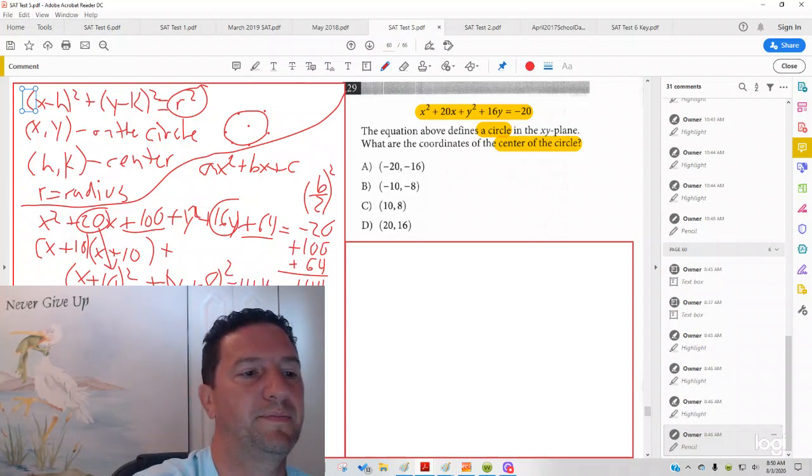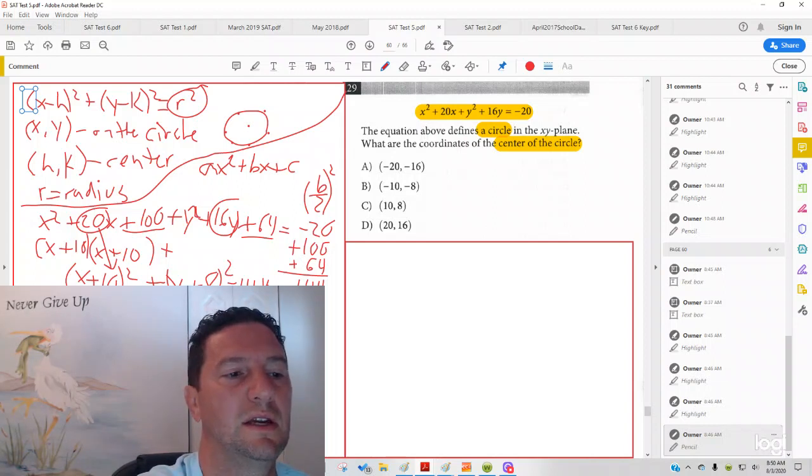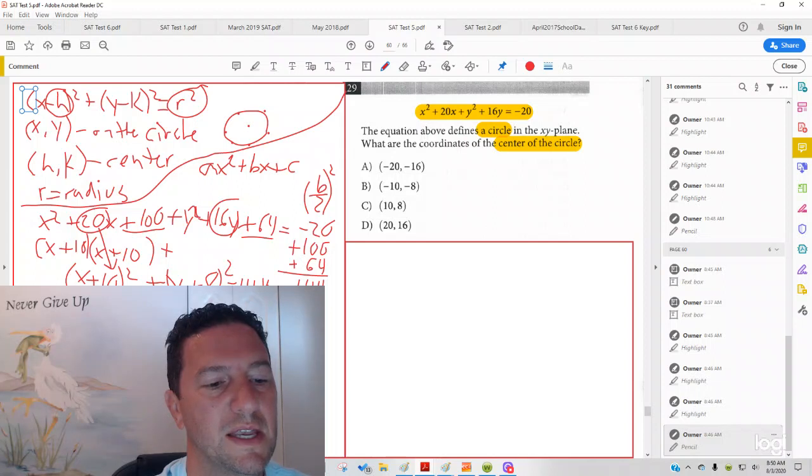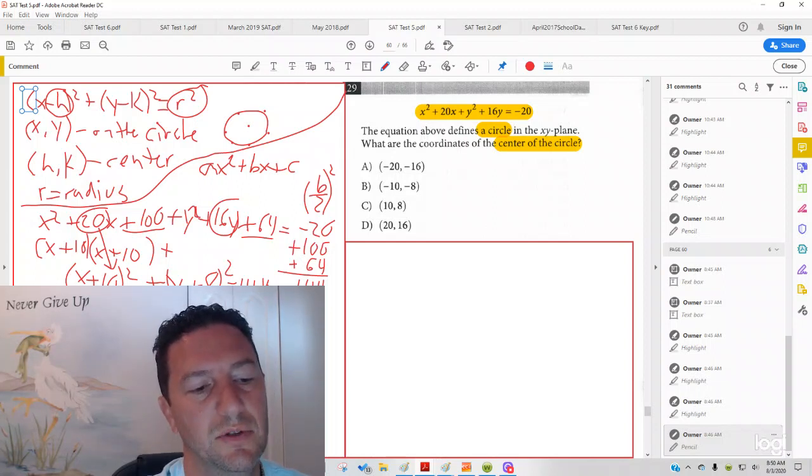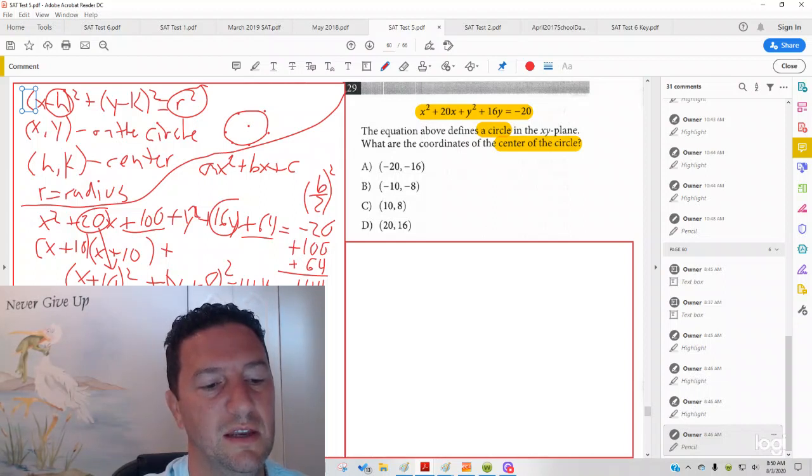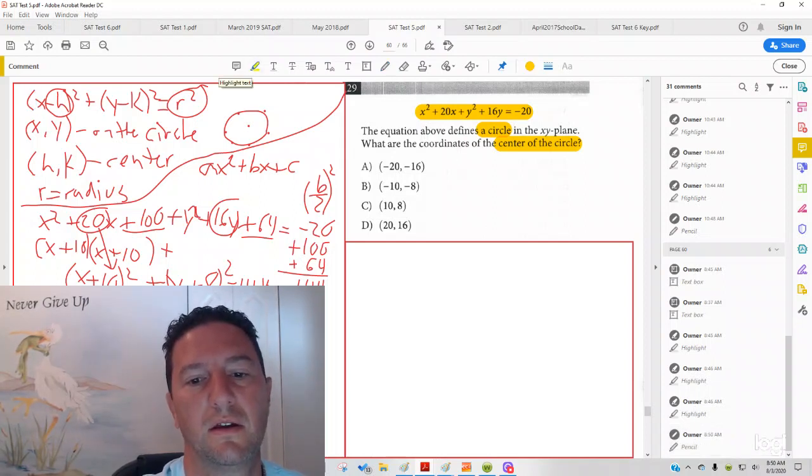Now remember, in the original model, it's x minus h quantity squared. So in other words, negative h equals 10. So h equals negative 10. So the coordinate of my center, remember, it's opposite what's with the x and opposite what's with the y. So it's negative 10, comma, negative 8. That's your center, and that's the answer to the question right here.